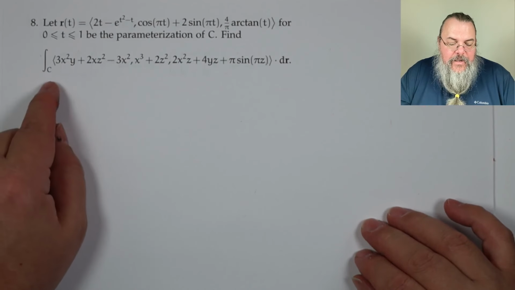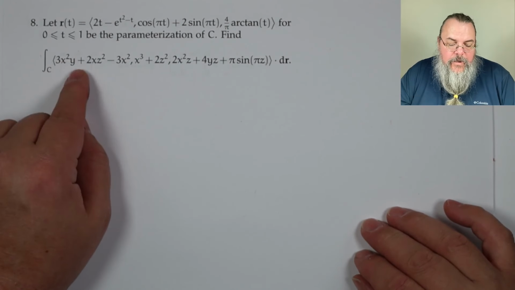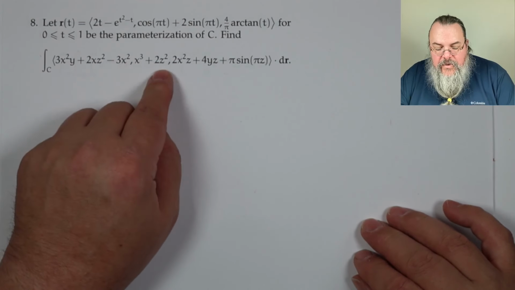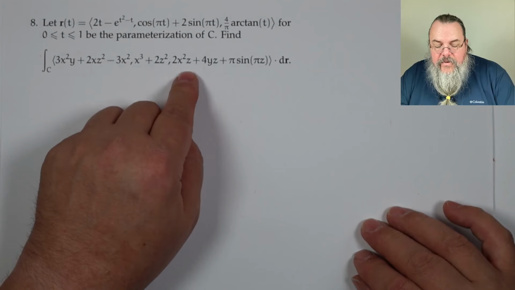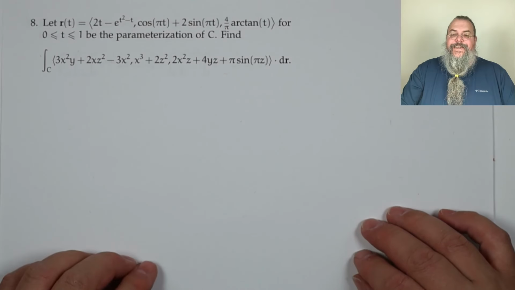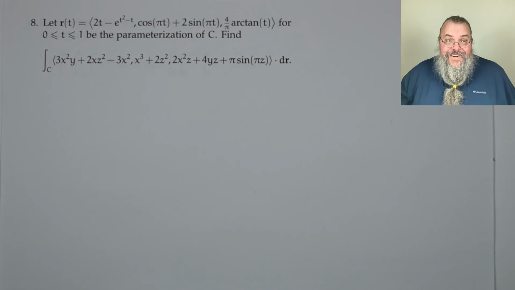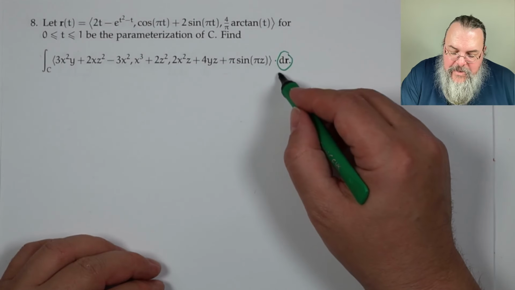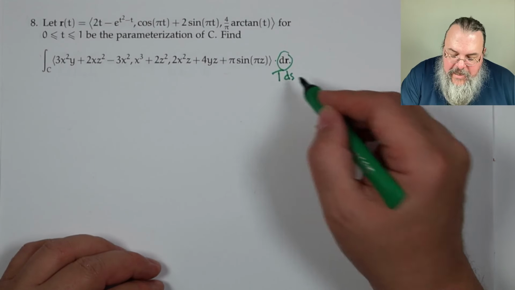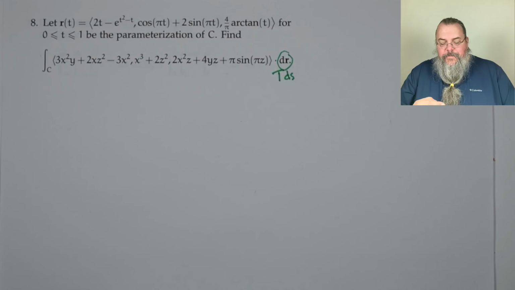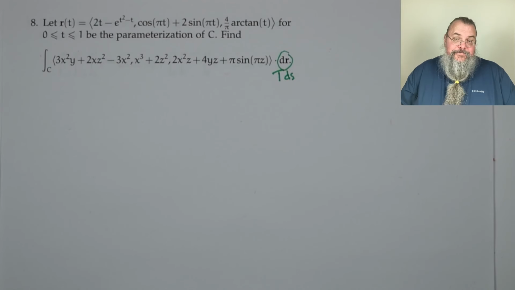We're going to find the integral along the curve of 3x squared y plus 2xz squared, minus 3x squared x cubed plus 2z squared, and 2x squared z plus 4yz plus pi sine pi z, dot dr. And what's going on here? Well, dot dr, this, by the way, is another way to write dot t ds. It's another way for us to write m dx plus n dy plus p dz.